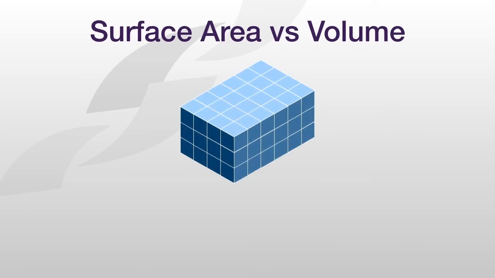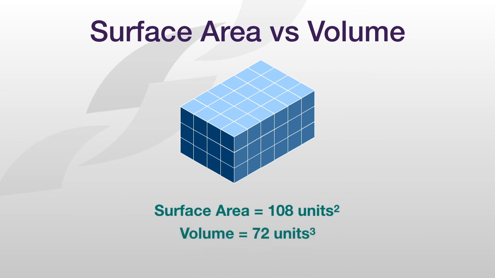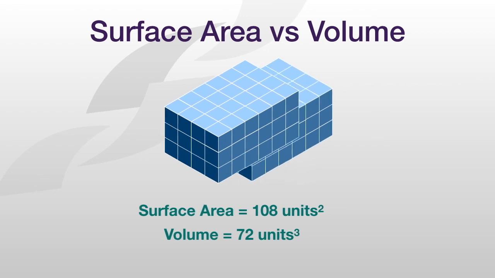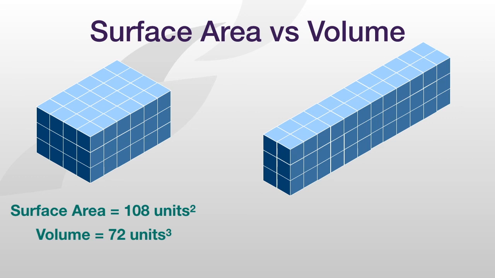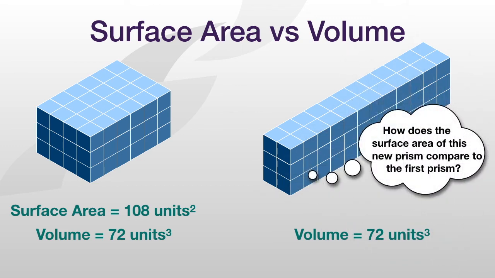Speaking of surface area versus volume, let's go back to our original prism and consider an interesting problem. We figured out that the surface area of this prism was 108 units squared, and the volume was 72 cubic units. But what if we rearrange the 72 cubes into this shape? It still has the same volume, but what about its surface area? How does the surface area of this new prism compare to that of the first prism? Is it the same? Is it more? Is it less?